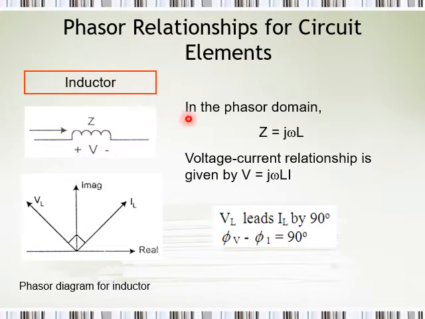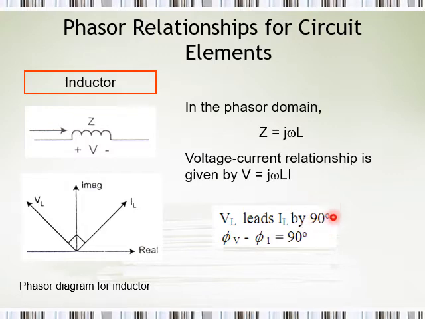In an inductor circuit, the impedance in the phasor domain is Z equal to J omega L. The voltage current relationship is given by V equal to J omega L multiplied by I. This is the phasor diagram for the relationship between current and voltage in a circuit having a pure inductor. We can see that the phase angle of voltage and current differs by 90 degrees. So we can say that VL, the voltage, leads the current I by 90 degrees.